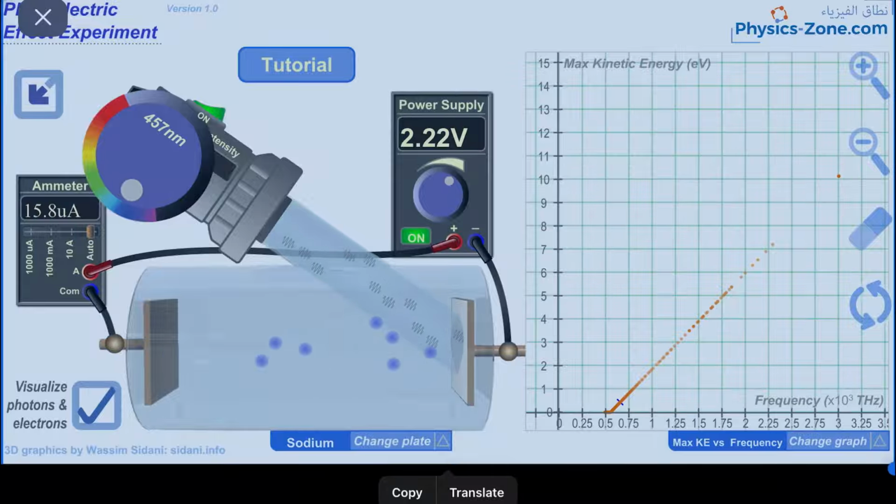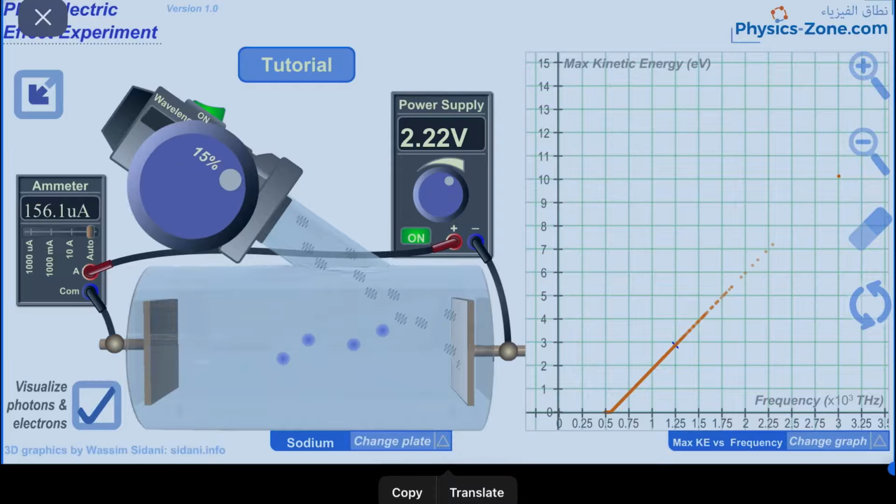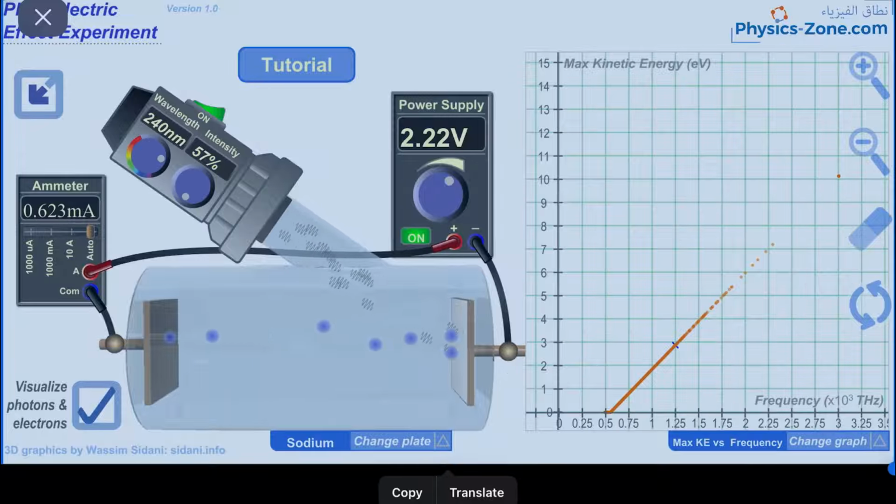Now when we decrease the wavelength, that means we are increasing the energy. That means look at the number of photons. The photons are the same, but what is happening there is the kinetic energy. They are faster, right? Do you see, the kinetic energy is still the same, it does not change. Look at the graph, it does not change.